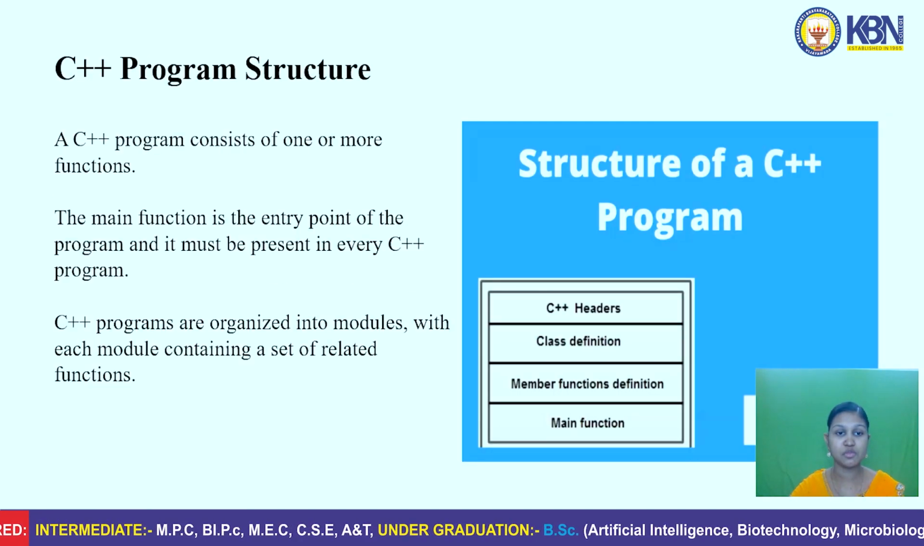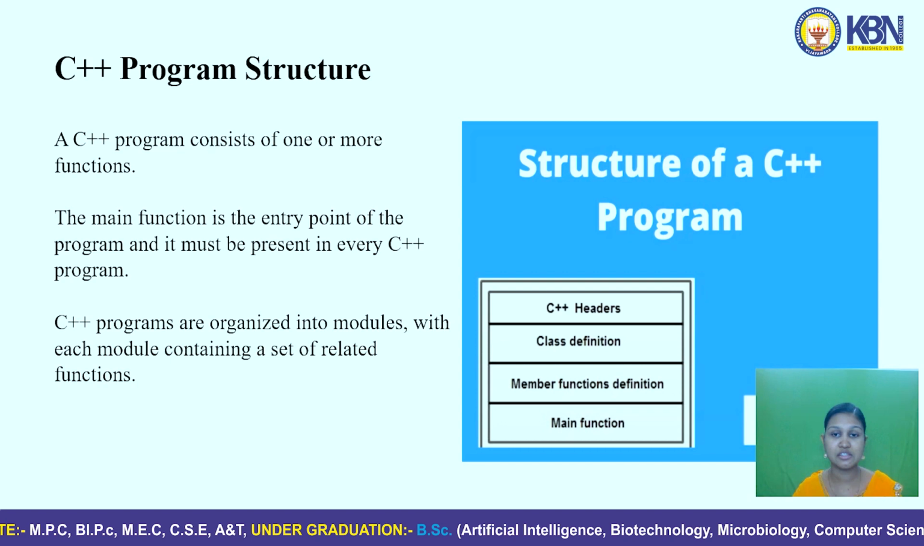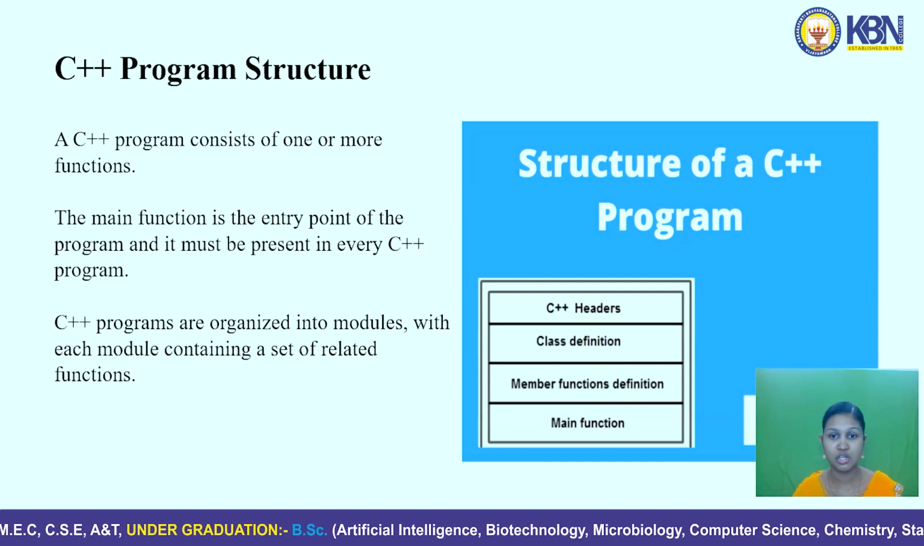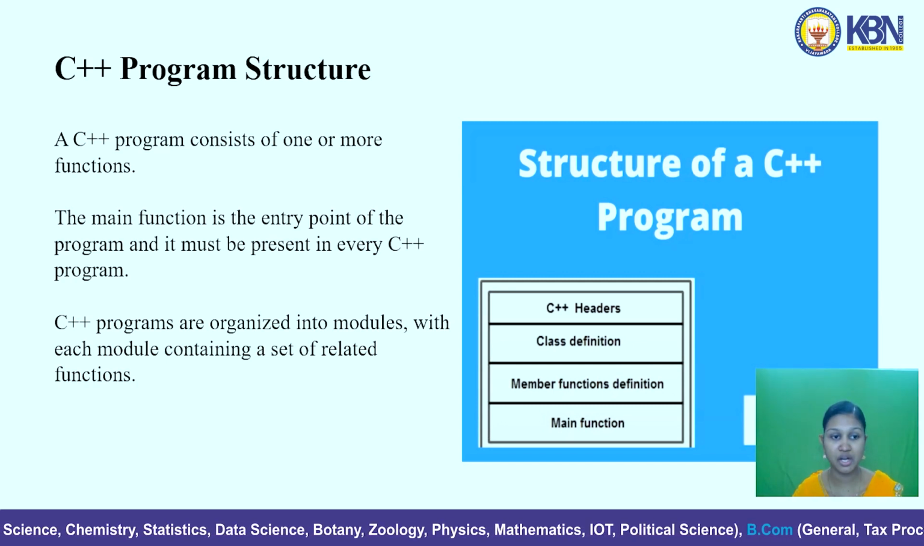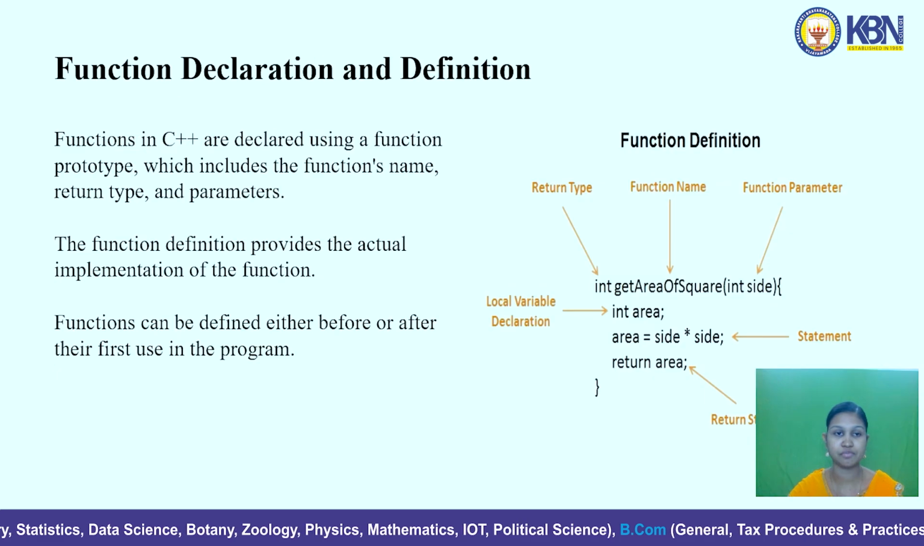Now, C++ program structure. It consists of one or more functions. The main function is the entry point of the program, and it must be present in every C++ program. In this programming you can use modules, but each module has to contain some related functions.